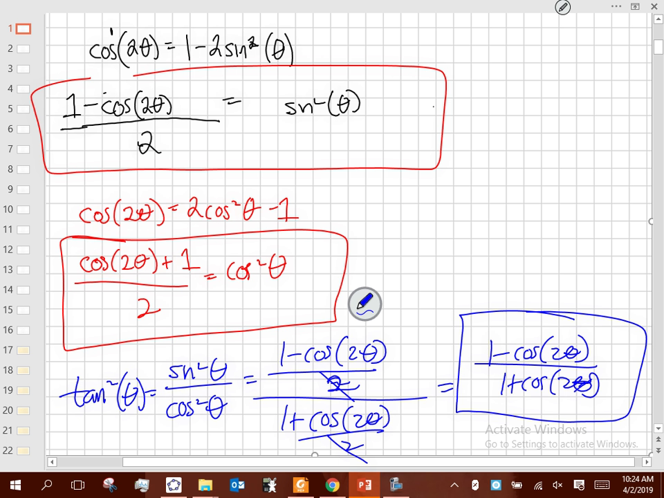And that then is your tangent squared power reducing formula. You notice that no matter which trig ratio I start with, squared, it's always going to be rewritten in terms of cosine.